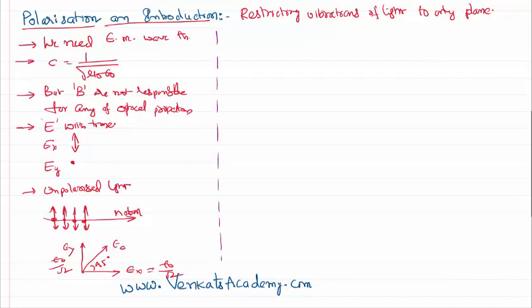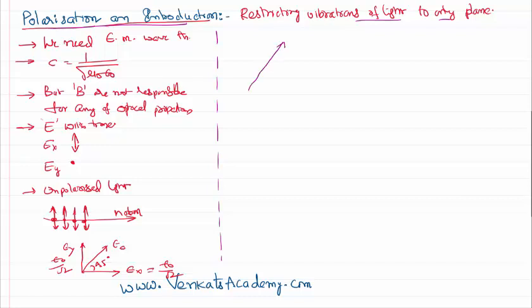So continuing this discussion further, an unpolarized light will have vibrations in both the planes, in both the directions, x and y, whereas a polarized light, being restricted to one plane, will have vibrations only in one plane. Then, how the amplitude and intensity are distributed is the point that we would like to discuss.